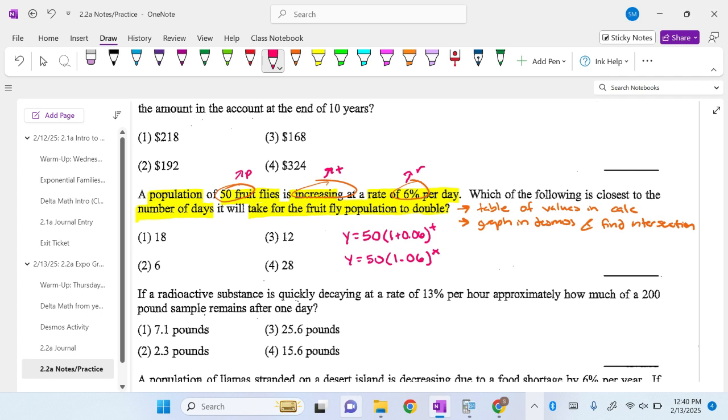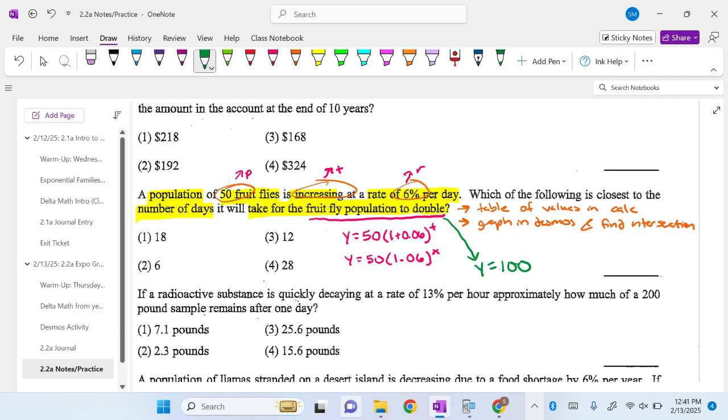Now, if we're hoping for the fruit fly population to double, I'm looking for a y value equal to what? We want the population to double. What does double mean? Times 2. What did I originally start with times 2? What's that equal to? 100. So I'm looking for when y is equal to 100.